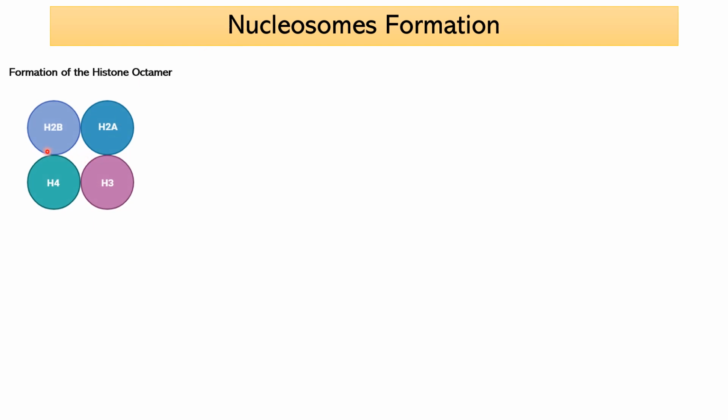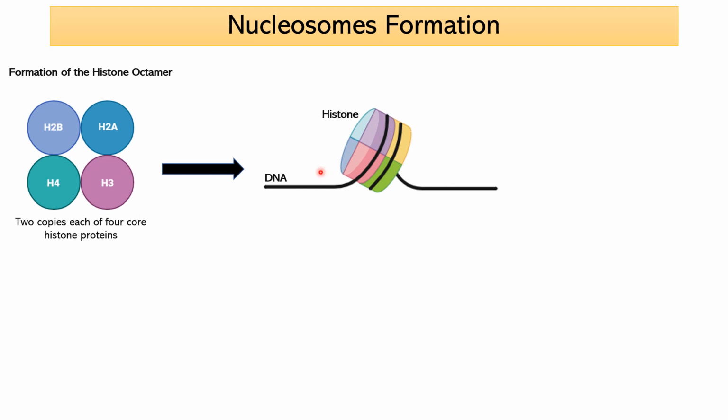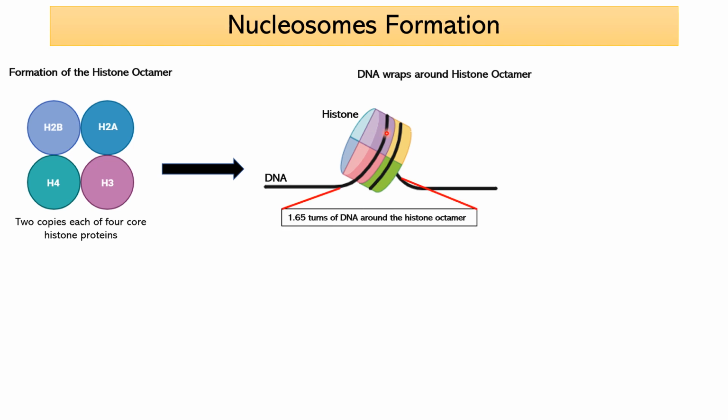So what are nucleosomes and how are they formed? Within the human cell, we have a protein called histone. Histone has 4 different subunits: H2B, H2A, H4, and H3. And within a histone octamer, there are 2 copies of each histone subunit. So there are 2 copies of this, 2 copies of that, and of this. So what happens is that the DNA will start wrapping and twisting around the histone octamer.